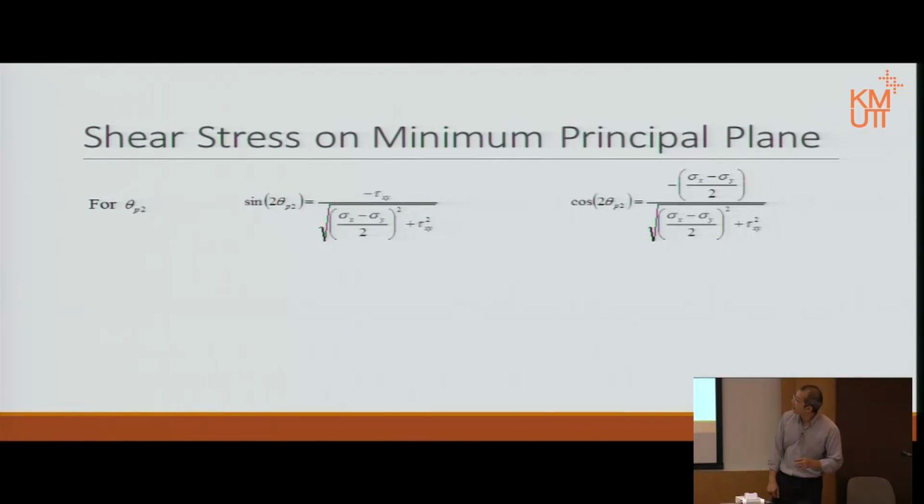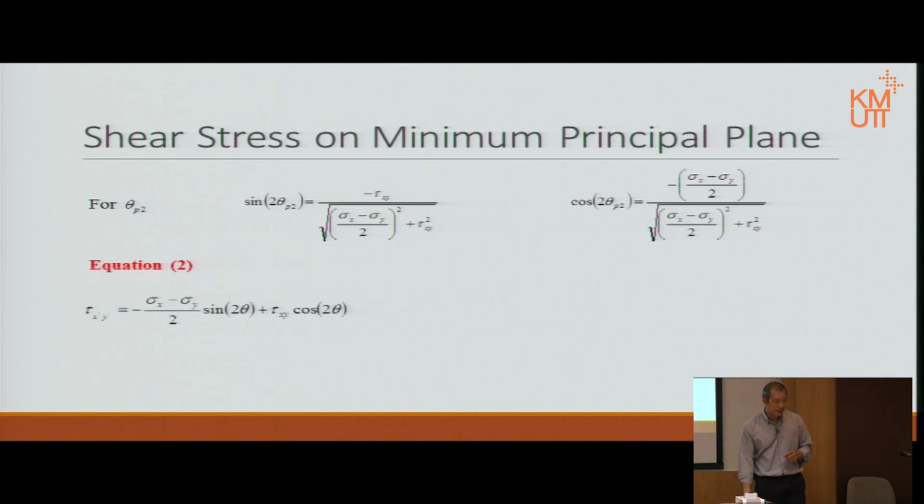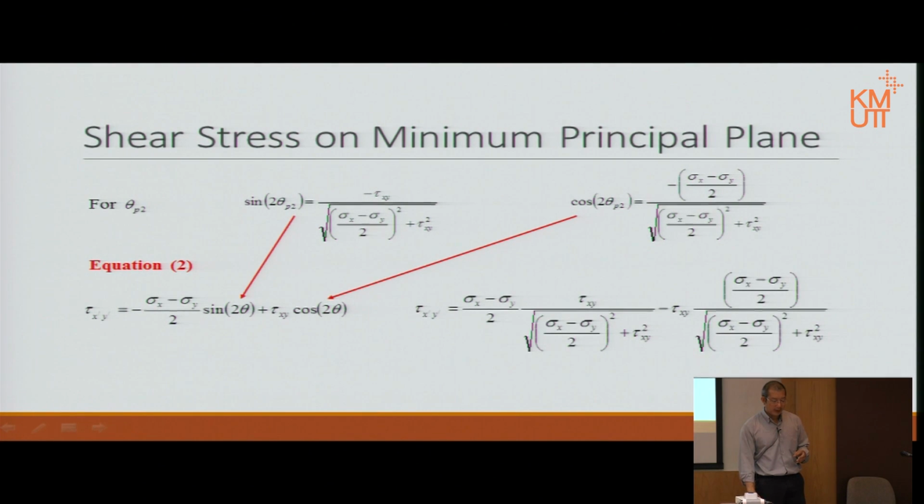Now, if we look at the shear stress attaching to the minimum principal stress, then using the same idea as last time, using equation 2, which is used to calculate shear stress, substitute into there, work out the substitution, and then you have that form. Again, notice the similarity: one is plus and one is minus, and of course, again, it becomes 0.